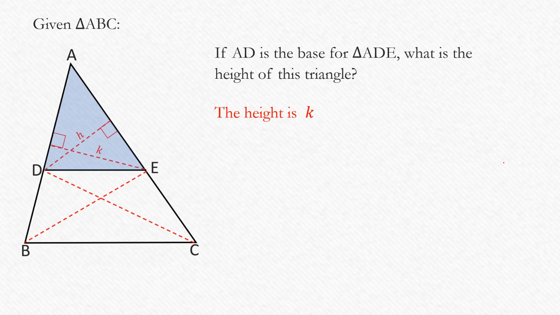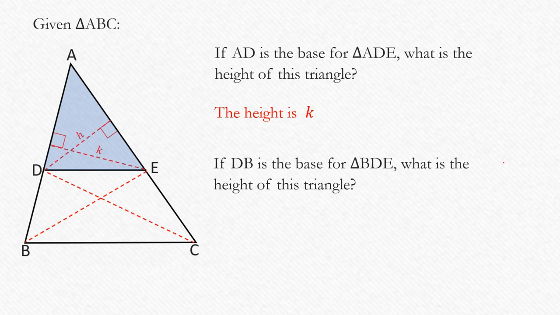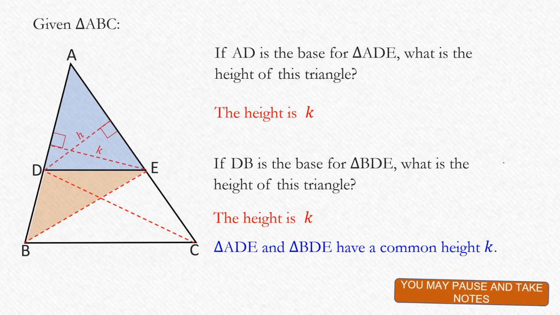But we're going to talk about that very soon. Right now, what about triangle BDE? If DB is the base of triangle BDE, this triangle, what is the height of this triangle? It is K again. Do you see that? The height is just outside the triangle. We talked about this in the previous lessons. So triangle ADE and triangle BDE have a common height K.